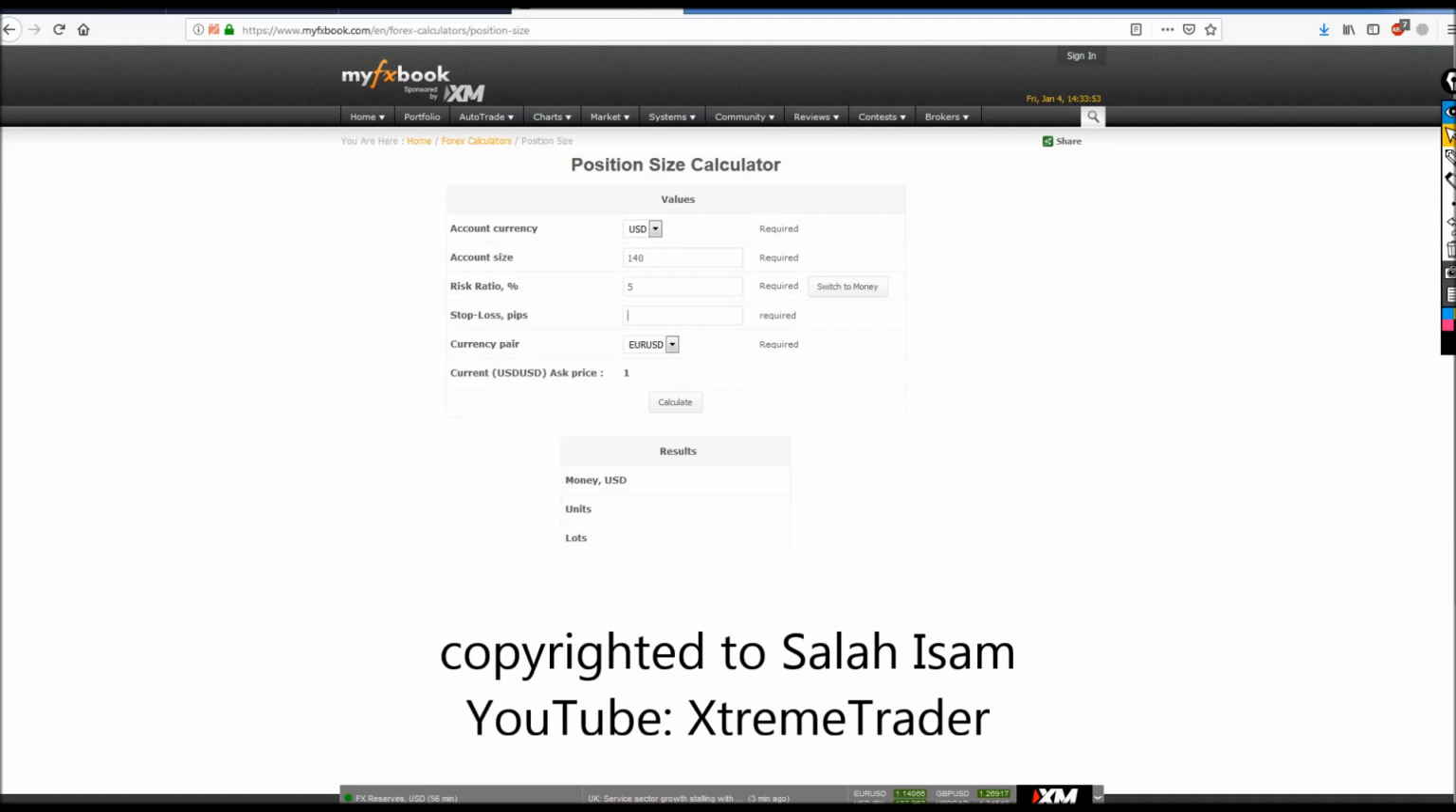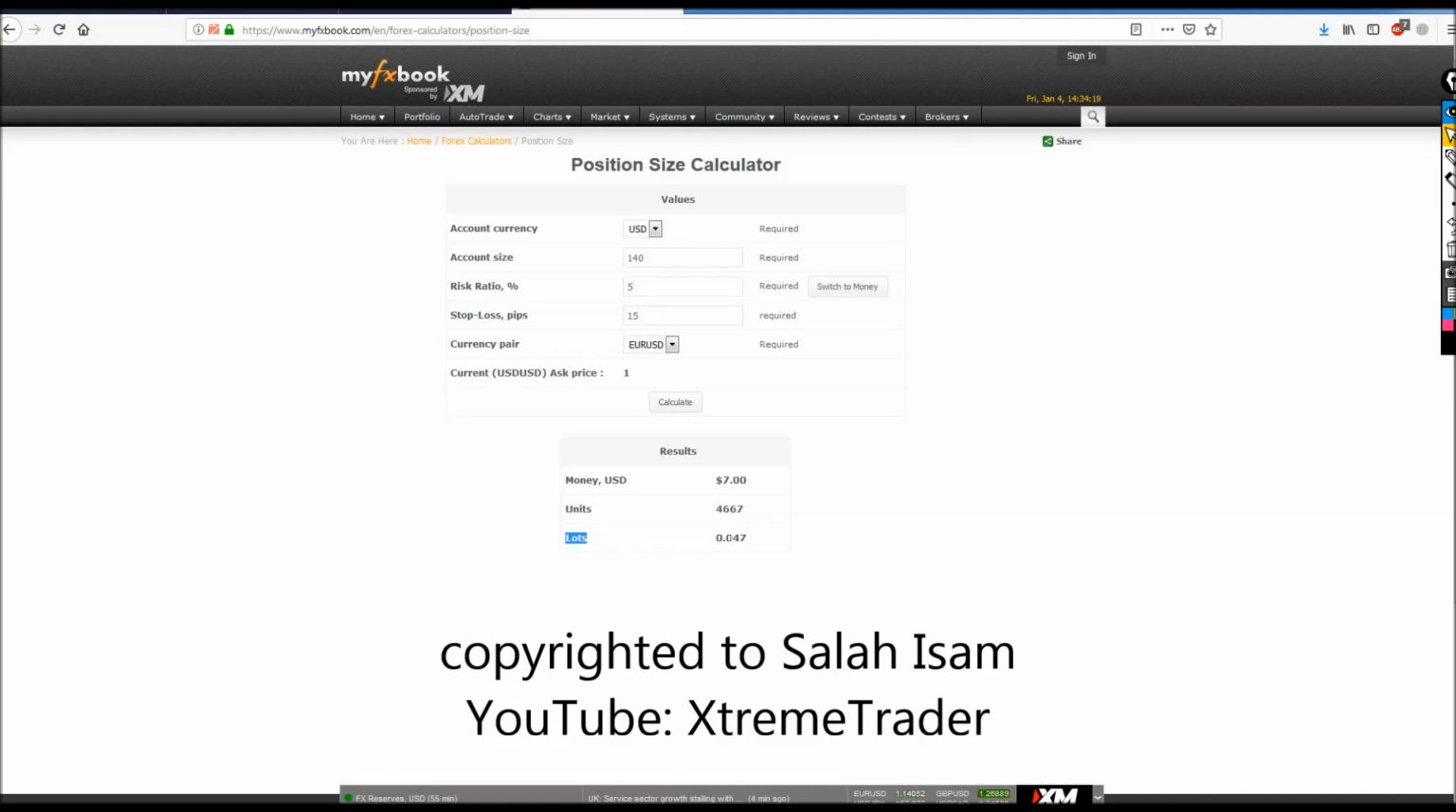You can just say how much pips you want to lose maximum. Just mention like 15. I don't want to lose more than 15 pips maximum. And then click on calculate. Now, this is giving you the answer. When you said you want to risk only 5% of your account, meaning you are risking only $7 of your account. Now, what is the lot size you want to apply?